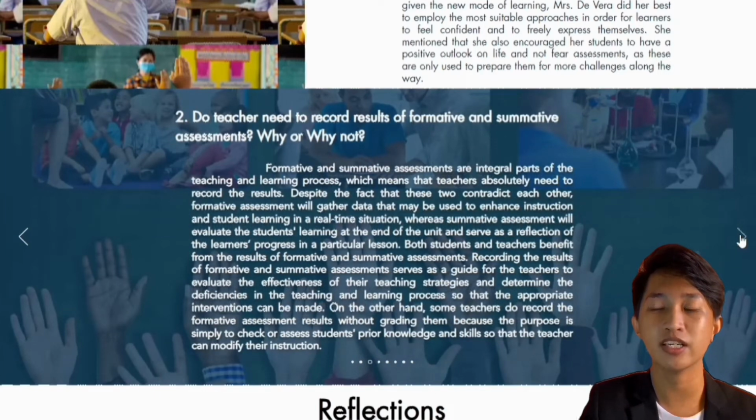Formative and summative assessments are integral parts of teaching and learning process. Formative assessments will gather data that may be used to enhance instruction and the student's learning in a real-time situation. Summative assessment assesses the student's learning at the end of the unit and serves as a reflection of the learner's progress in a lesson. Question number 3.